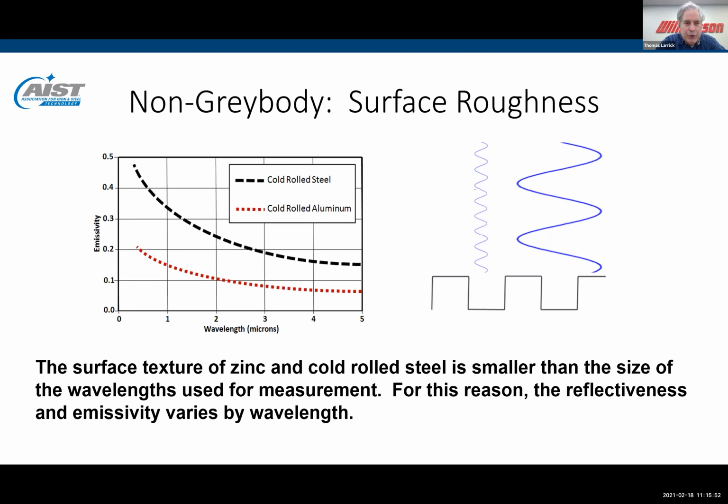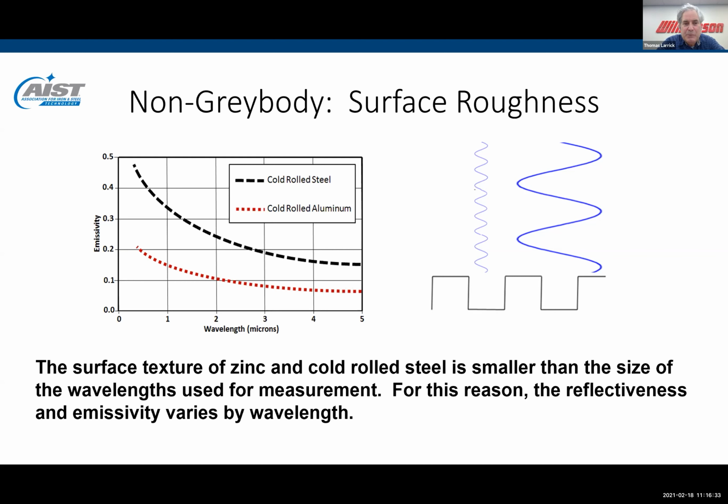Now, as mentioned earlier, the two-color and dual wavelength technologies assume that the emissivity is the same at both measured wavelengths. And while the dual wavelength technology is less sensitive to this type of variation compared to the two-color, it still assumes that the emissivity is the same at both wavelengths. And the problem is for zinc and for cold rolled steel, there is a difference in emissivity versus wavelength. And that has to do with the microscopic surface texture of the metal.